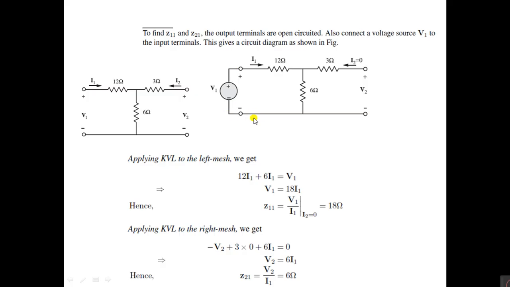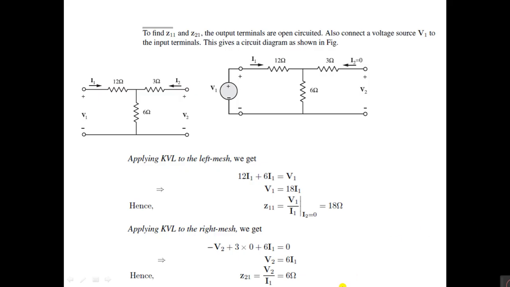Now, if you write the loop equation for this, 12I1 plus 6I1 equal to V1. Anyway, I2 is 0, open circuit, so I2 doesn't flow across this 6. Right? So leave I2 when you calculate the loop equation. So 12I1 plus 6I1 equal to V1. So 12 plus 6, 18I1 equal to V1. So V1 by I1 becomes 18 ohm. That is Z11, the parameter we needed to calculate.